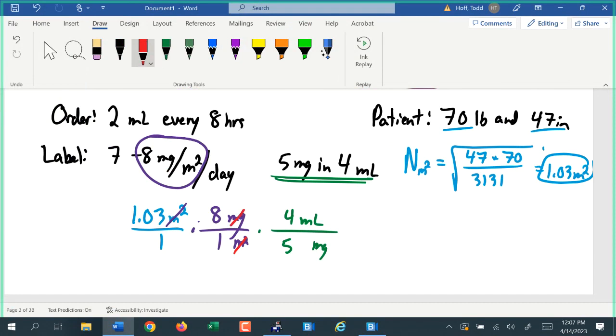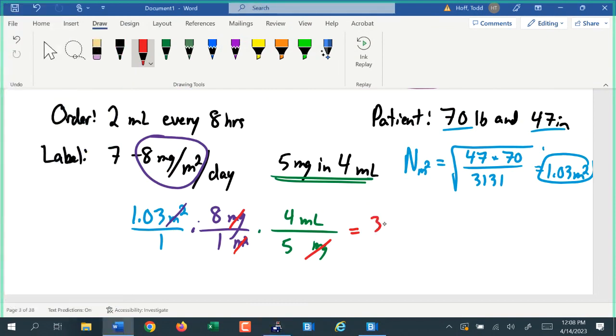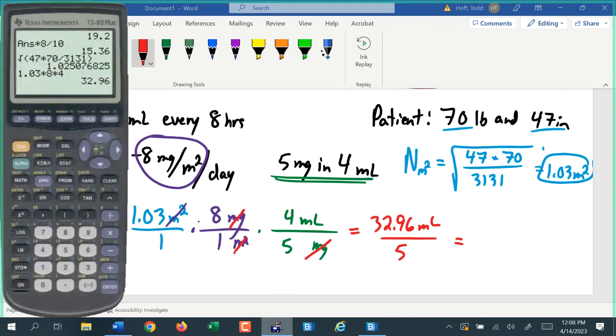So the milligrams have canceled out. And this is going to be single dosages given at intervals. So milliliters is the units we want here. So we start with our 1.03 times 8 times 4 gives us 32.96 milliliters. Over on bottom we have 1 times 5 times 5, so it's just 5. Take our 32.96 divided by 5 gives us 6.592.